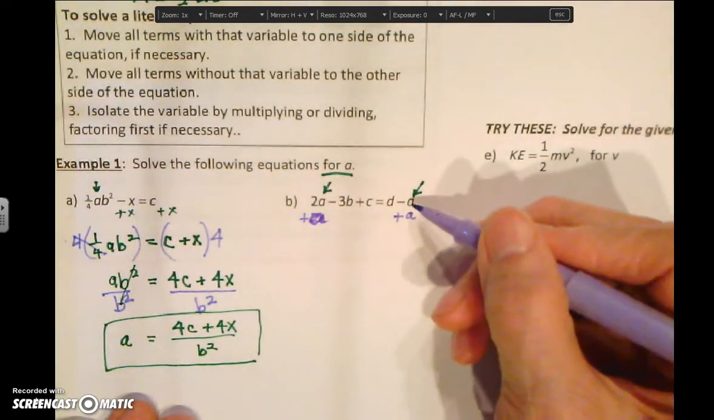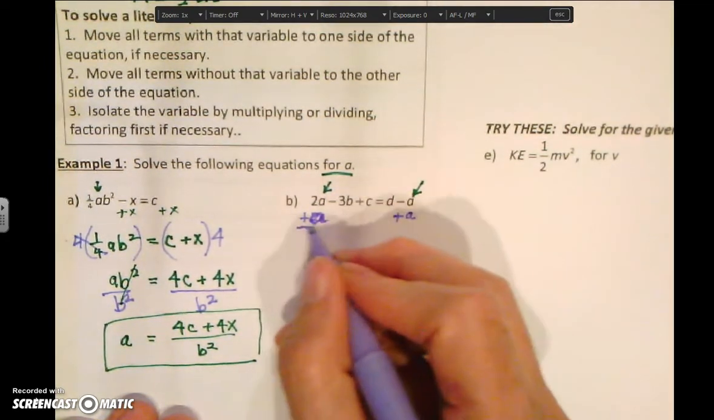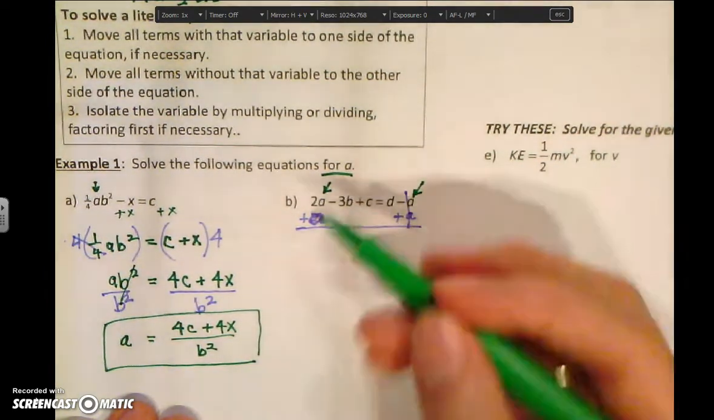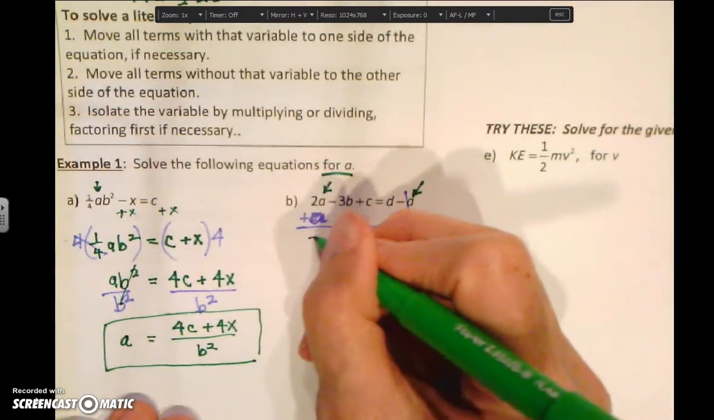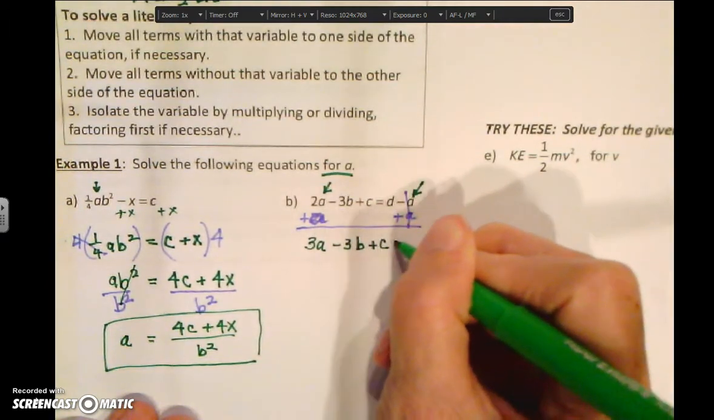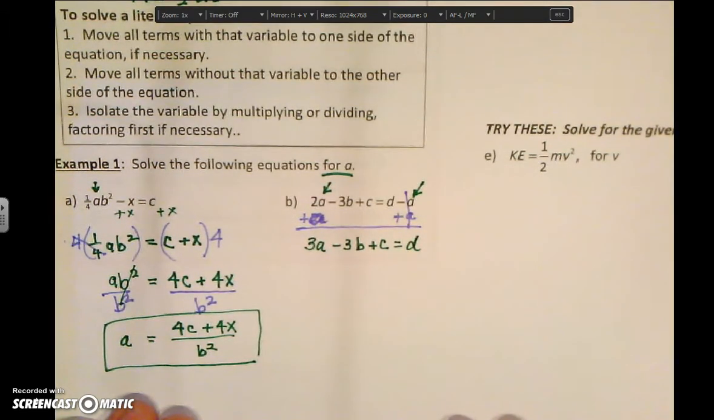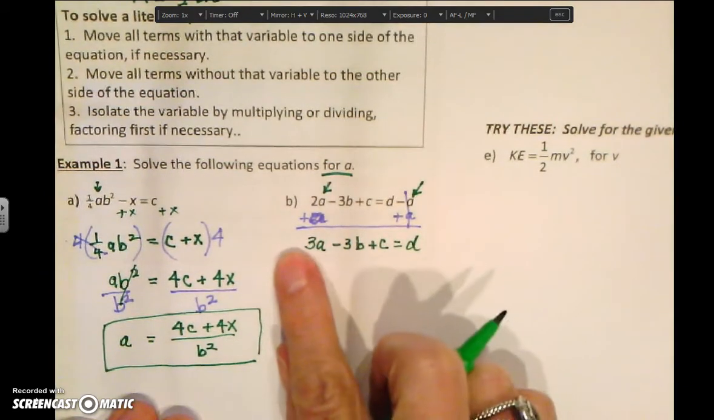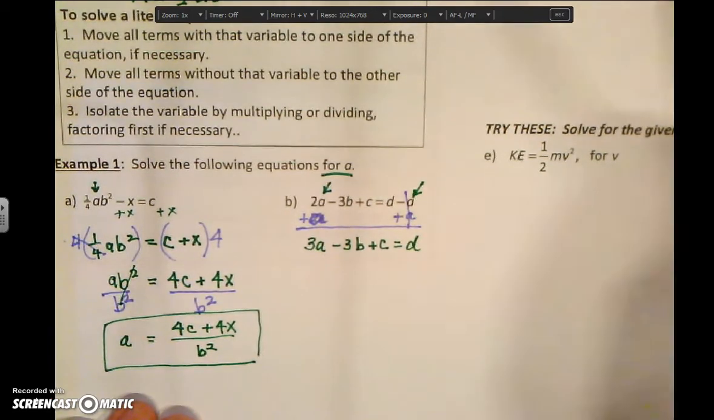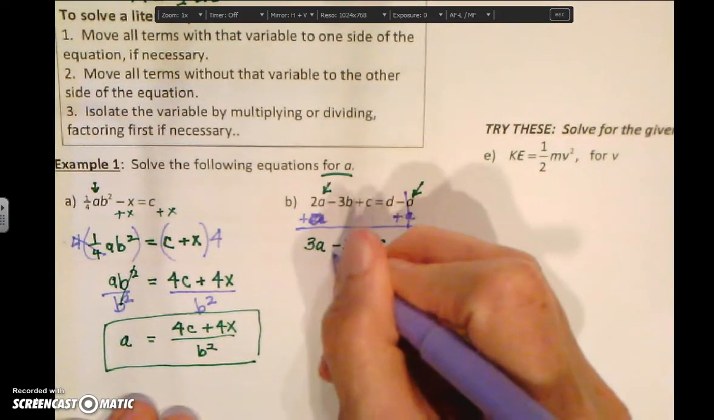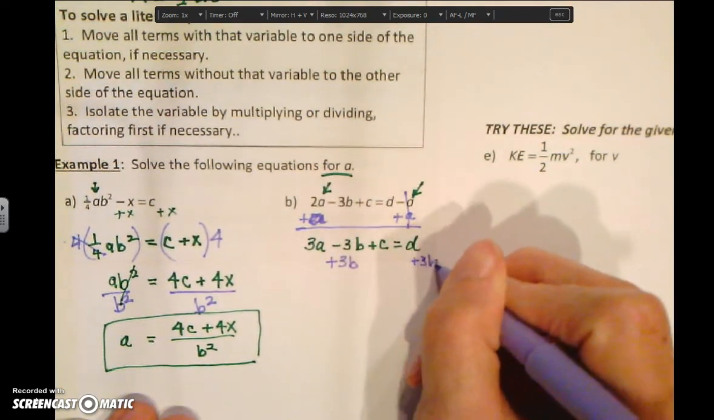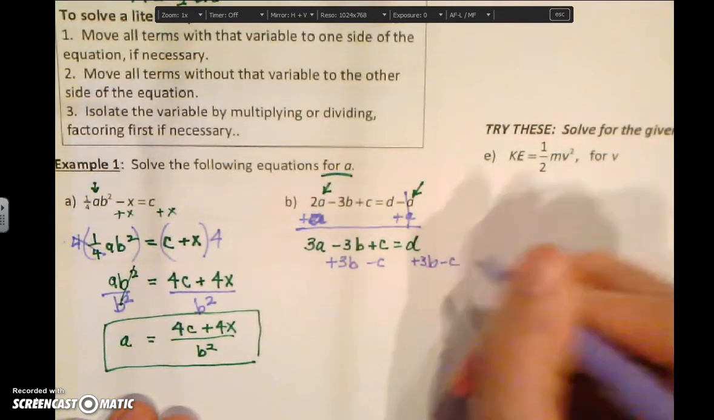So I'm adding this A to both sides, and when I do, this comes out to be 0, and over here I have 2A plus 1A is 3A. Then minus 3B plus C equals 2D. All right, so I've got my A terms on one side. I need to get my other terms to the right side, so get them off. So I'm going to undo a minus, I'm going to add the 3B to both sides, and I'm going to subtract the C at the same time.